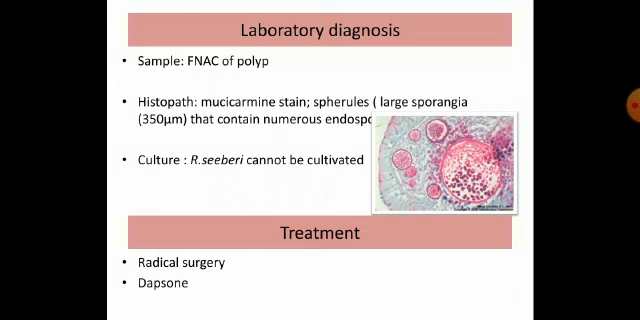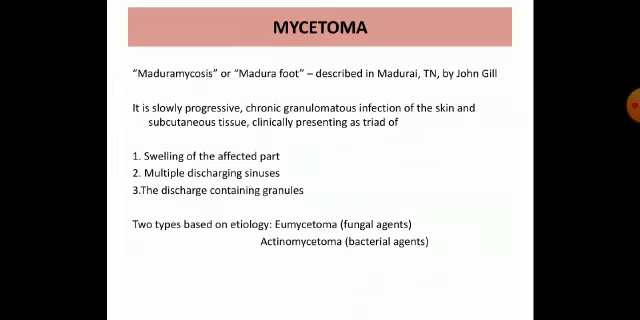Coming to the treatment, depending upon the region the polyp is present, they can do a radical surgery, that is removing of the polyp, and the patient is put on dapsone. Dapsone is also the drug that is given to cases of leprosy. So this is about rhinosporidiosis, which usually can come either as a 3 marker for you or rarely sometimes asked as a 5 marker. That is a spherule. Coming to the second type of infection, that is mycetoma.